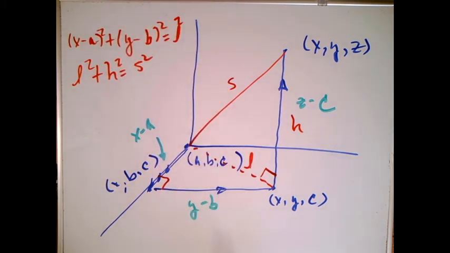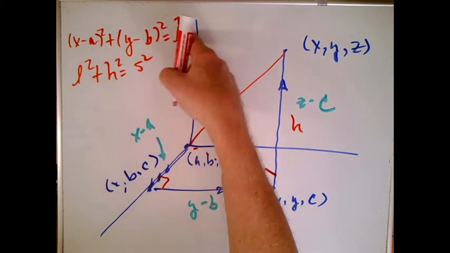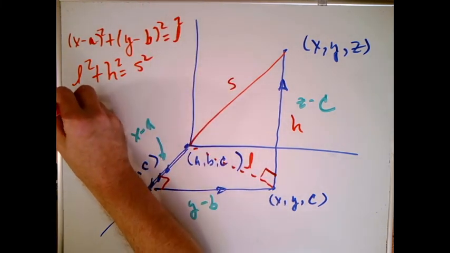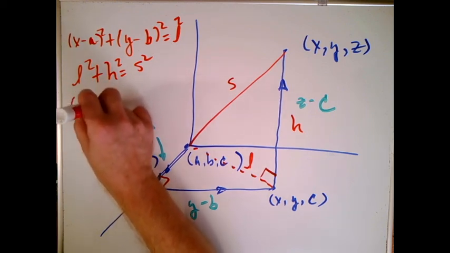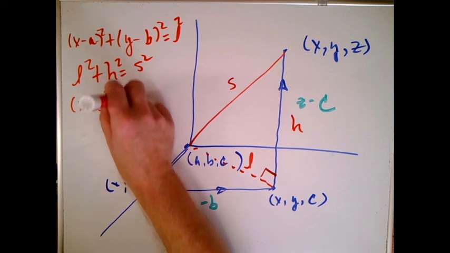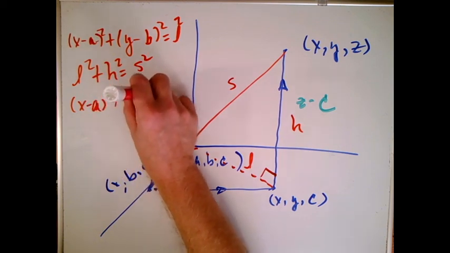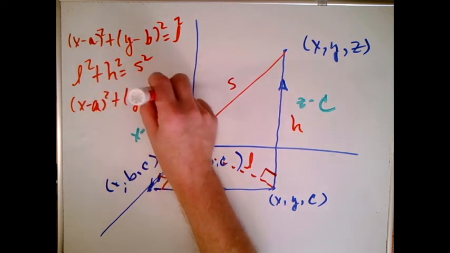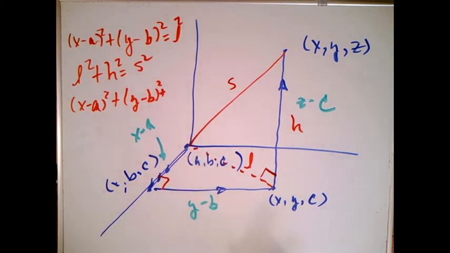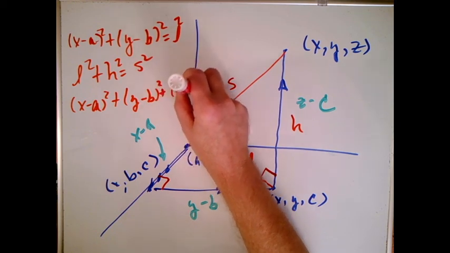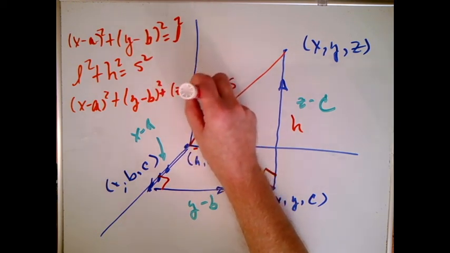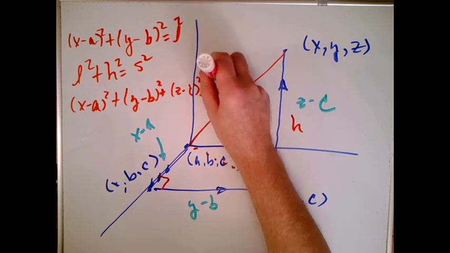What I think we can do now is just start putting in everything. Instead of this L squared, I'm going to put in this. So I get (x minus a) squared plus (y minus b) squared plus the height squared. Well, the height is just z minus c, so this is just going to be (z minus c) squared equals S squared. That's the one we want.